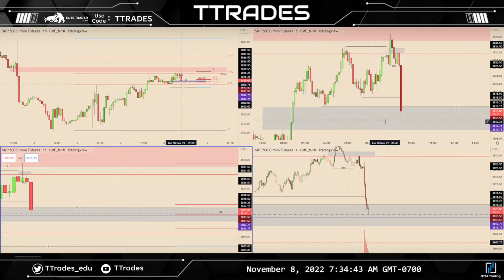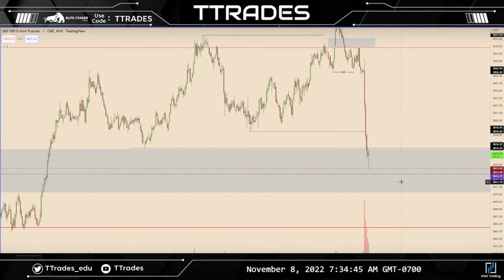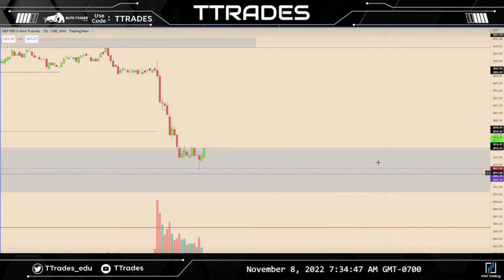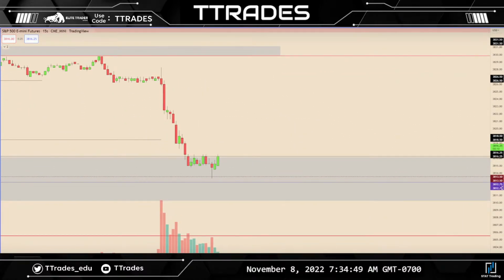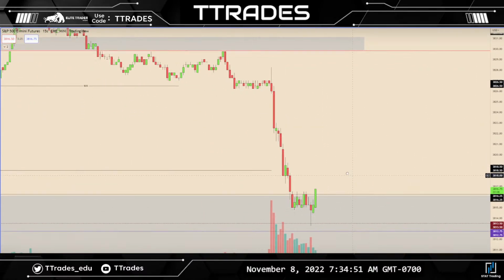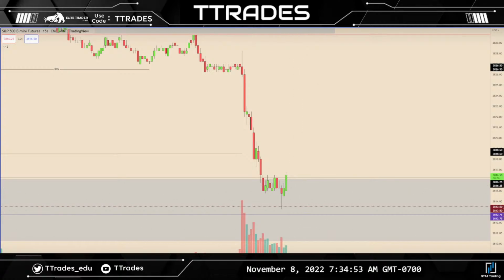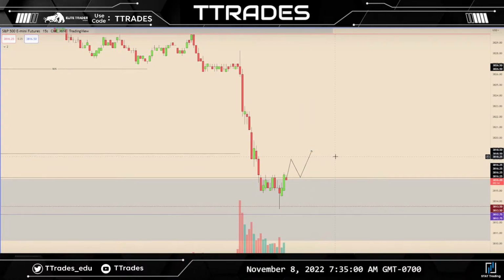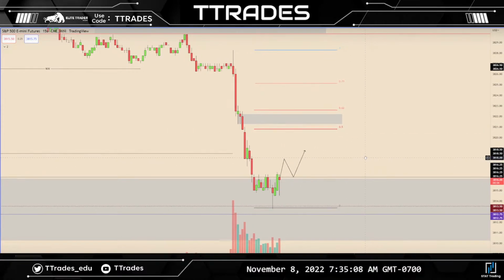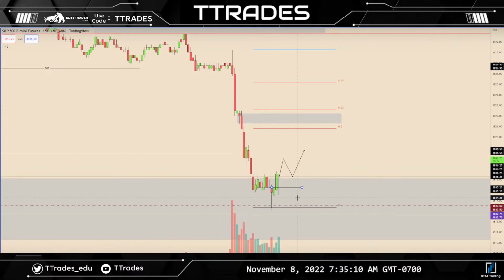So I'm gonna show you guys something real quick. We're gonna hop in here. We got a 15-second. So we get displacement over this structure. We should see something like this. Reach back up into at least a premium, possibly there. That's if we get displacement over structure, right? Which looks likely. That order block held price there.